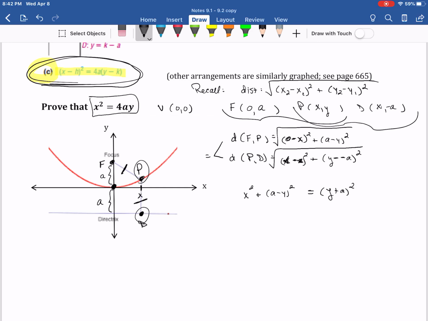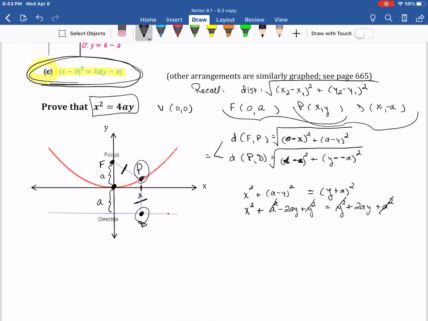Now it's just a matter of simplifying. So I'm going to FOIL the a minus y squared, so I get a squared minus 2ay plus y squared. On the other side, I'm going to FOIL y plus a, and I get y squared plus 2ay plus a squared. Simplifying, I notice that I have an a squared on both sides. Those cancel out. I am going to cancel out my y squareds, those are on either side, and so those are gone. If you subtract y squared from both sides, it's 0.